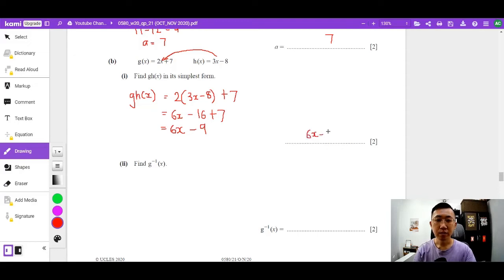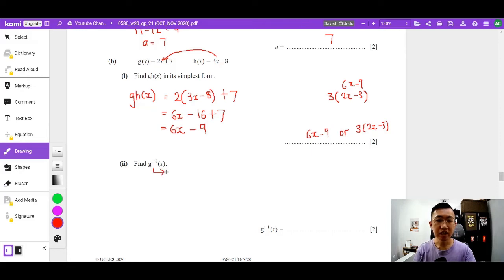Okay, 6x minus 9. If you want to factorize, then you can. So you have to take out 3. So 6x minus 9, you take out 3, factorize. So this will give you 2x minus 3. You can go ahead and show that. It doesn't really matter. That is the marking scheme. Okay, both are accepted. Now this one, find g to the power negative 1.